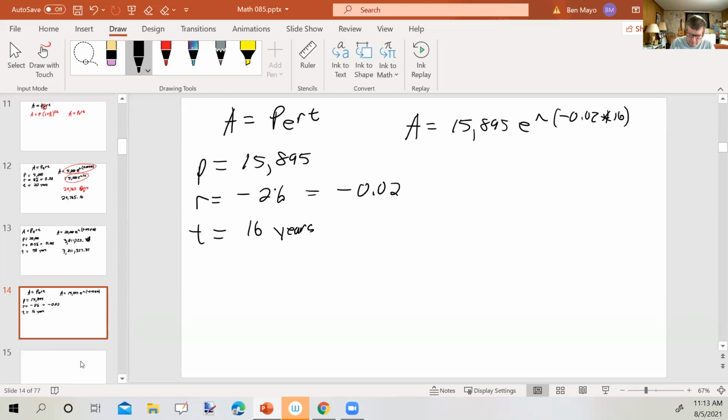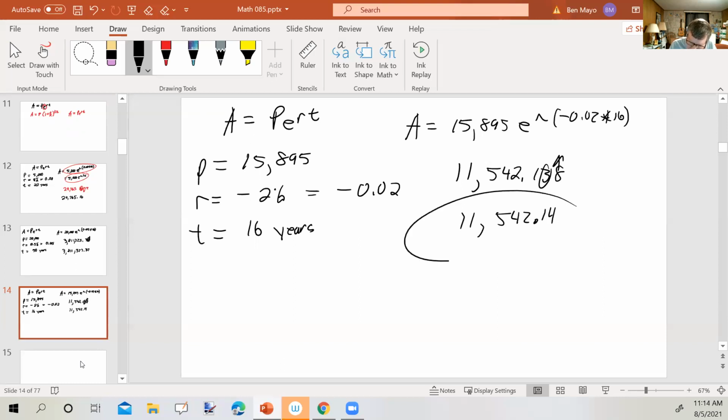Okay. So 15,895 second ln, which gives me e to the x, and then I've got negative 0.02 times 16, close it up with parentheses, 11542.138. The 8 rounds up, so 11,542.14. And again, it did get smaller, didn't it? So that's something that's decaying. Population is decaying.